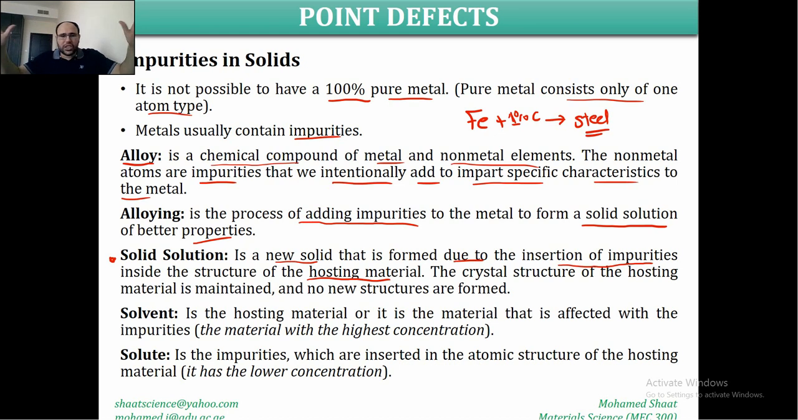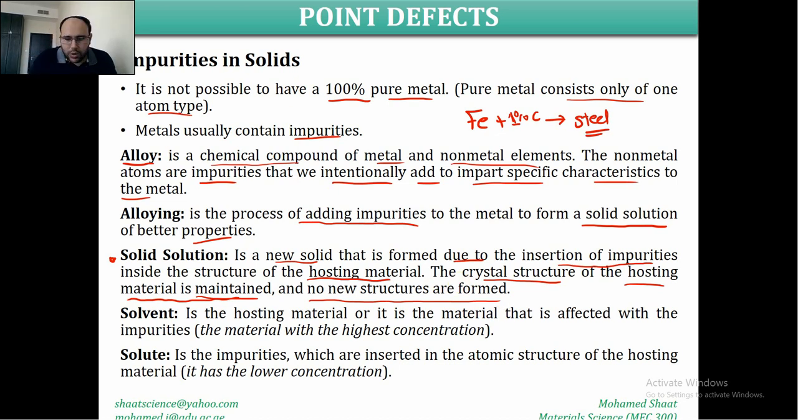So when we talk about alloying, the alloy is a solid solution in general. Solid solution is a general expression. Alloy is a solid solution. In that case, the hosting material will be the metal and the impurity will be the carbon, for example, or the other non-metals that we add to this metallic material. This will result in a solid solution, the new alloy, the new solid that forms due to the insertion of impurities inside the structure of the hosting material. The crystal structure of the hosting material is maintained, and this is a key condition, to end up with a solid solution, and no new structures are formed. What does this statement mean? And this is very important.